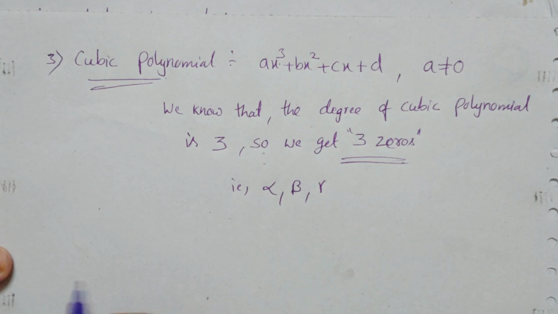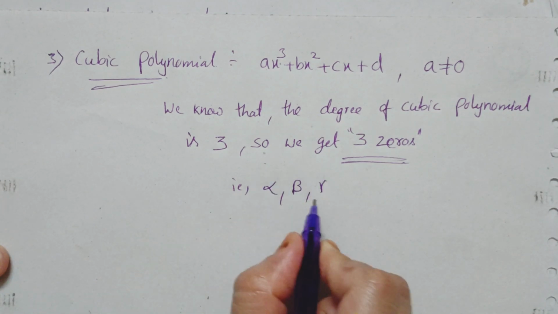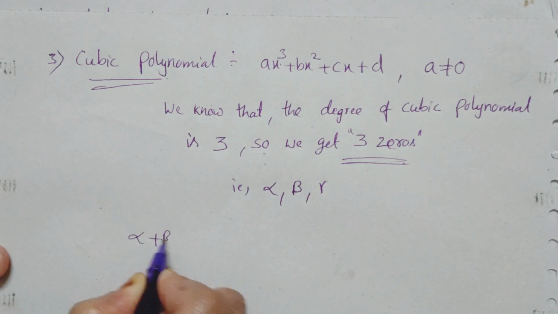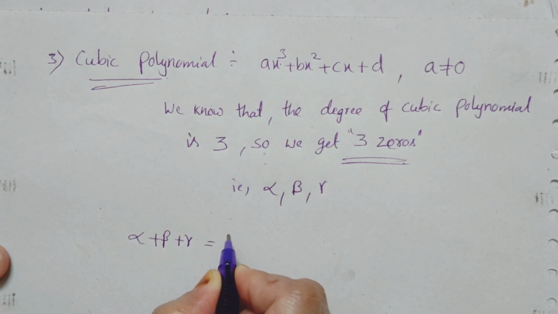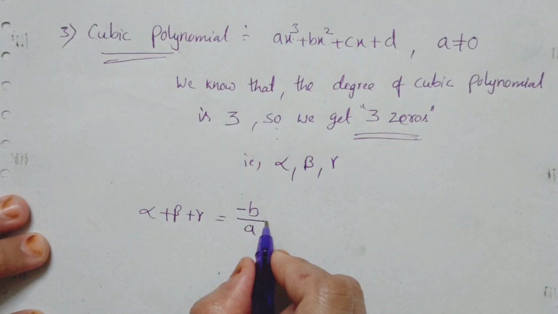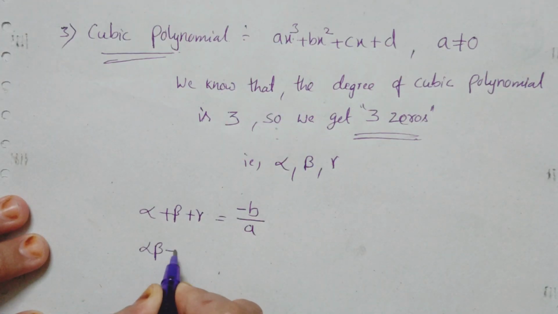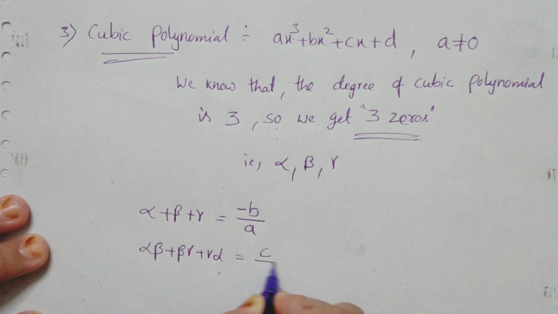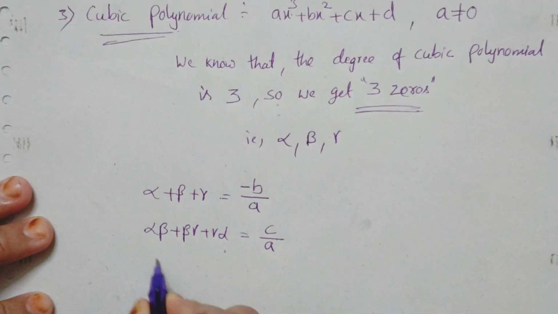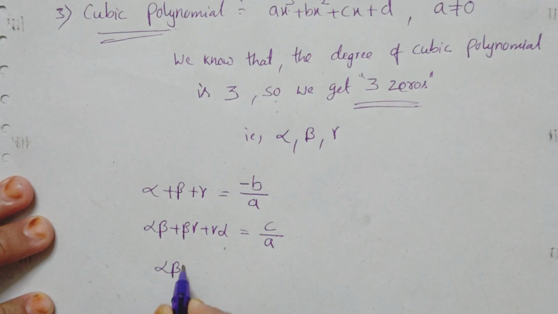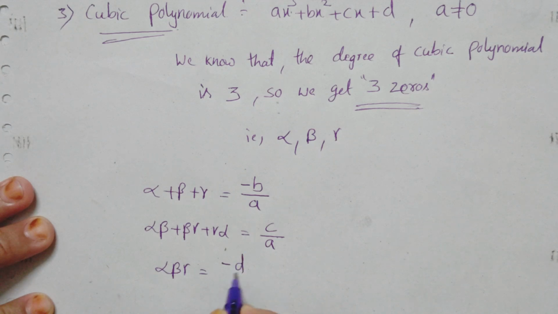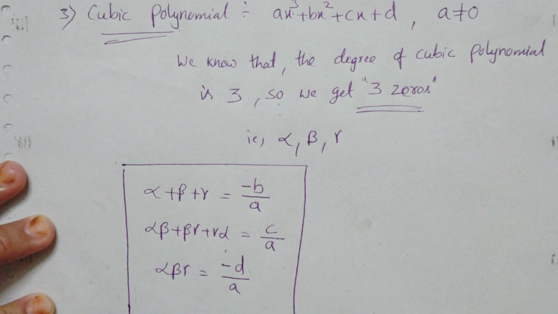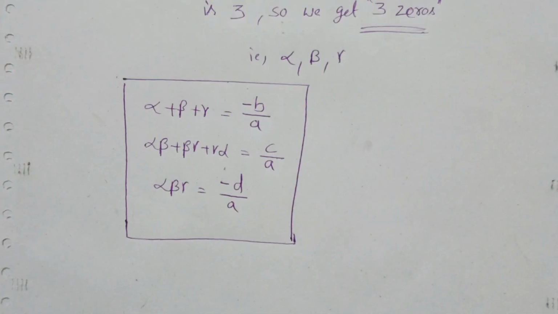Therefore, if we sum all the 3 zeros, that is alpha plus beta plus gamma, it will be minus b by a. Then alpha beta plus beta gamma plus gamma alpha equal to c by a. Then the product of these 3 zeros, alpha beta gamma, equals minus d by a. This one you have to remember. Okay guys, now it's clear.